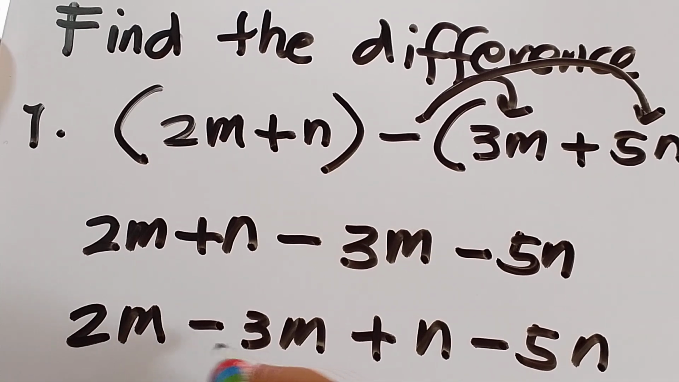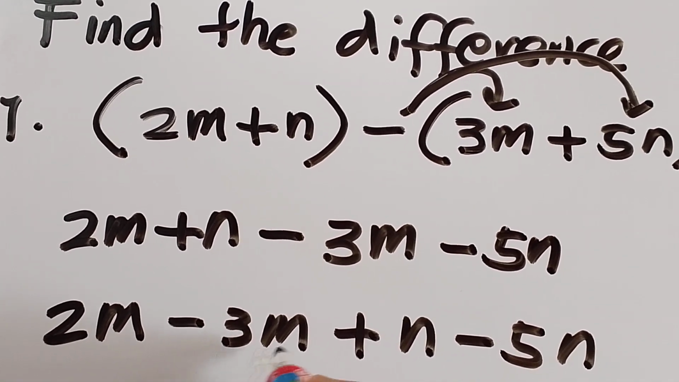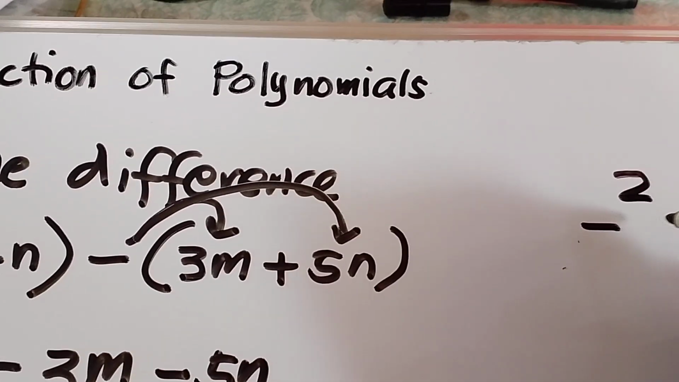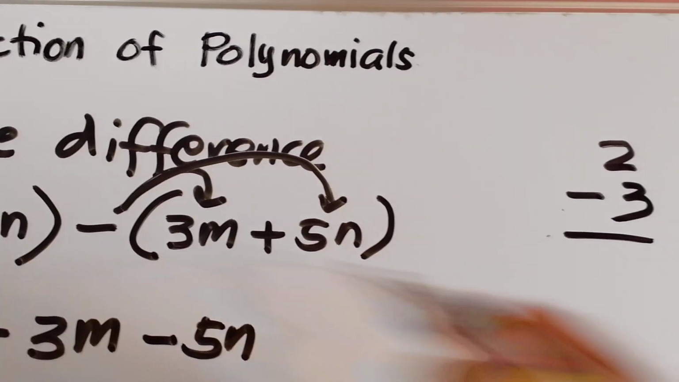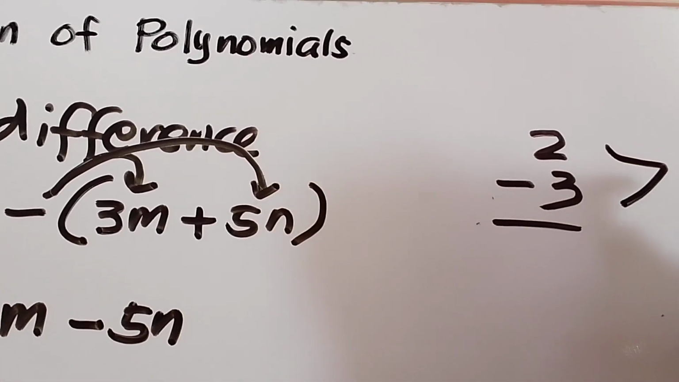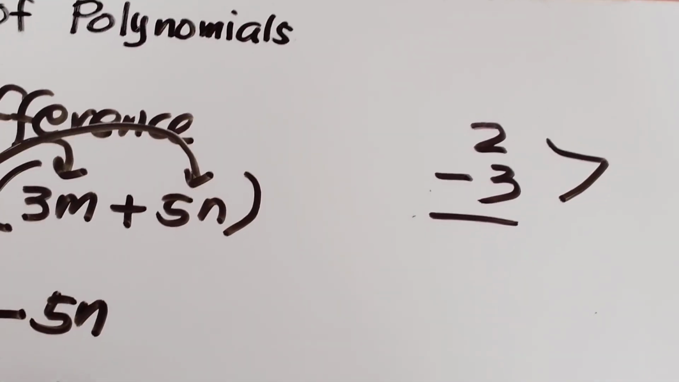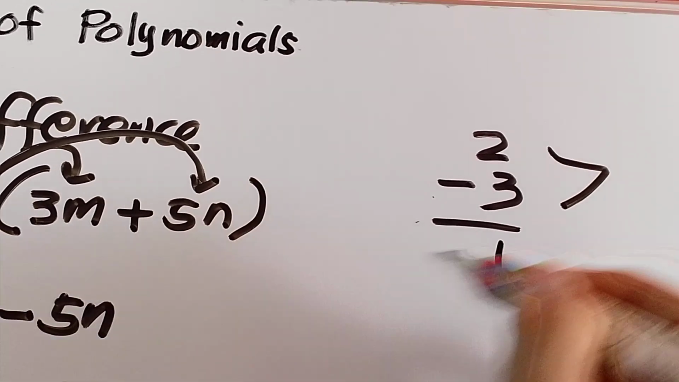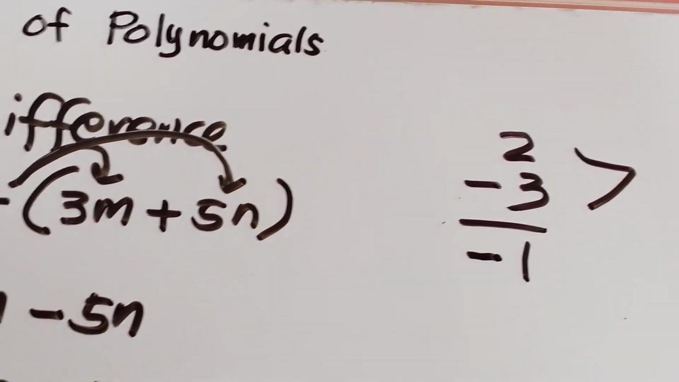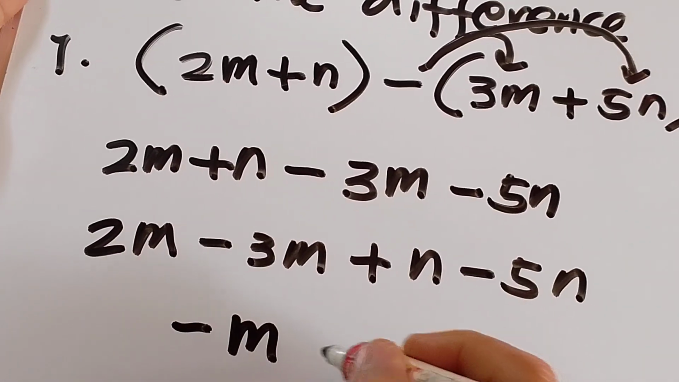So 2m minus 3m. Take note, this will be 2 minus 3. This is unlike signs, so we use subtraction. 3 minus 2 will be 1. Since 3 is greater than 2, this will be minus 1. So therefore, this will be minus m.